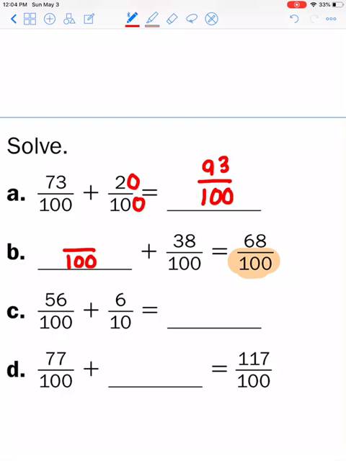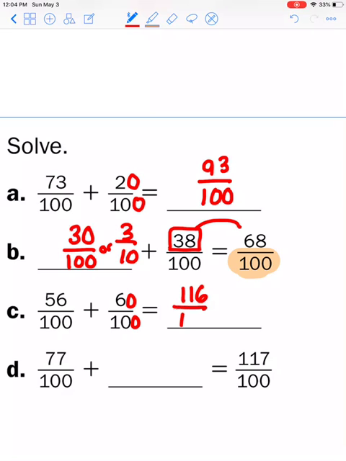So it's 100. Now, what plus 38 would give me 68? Well, I know that that's 30. You also could have written that as 3/10. You would have gotten the same answer. Okay, same thing here. I'm going to multiply this fraction by 10, and I get 60 hundredths, and I'm just going to add across, and I get 116 hundredths. So I already know I could take out 1 whole, and I'm left with 16 hundredths.